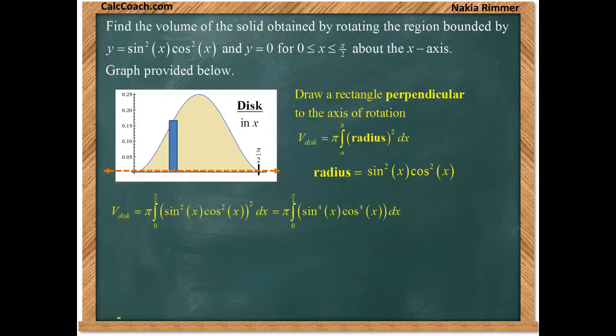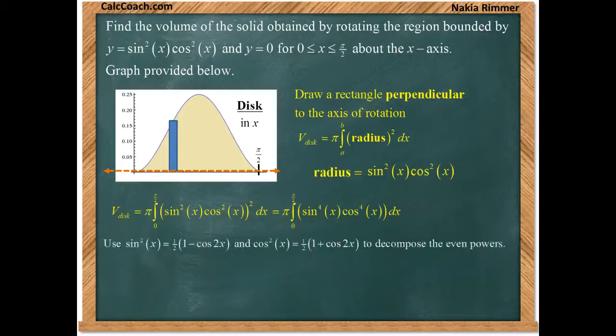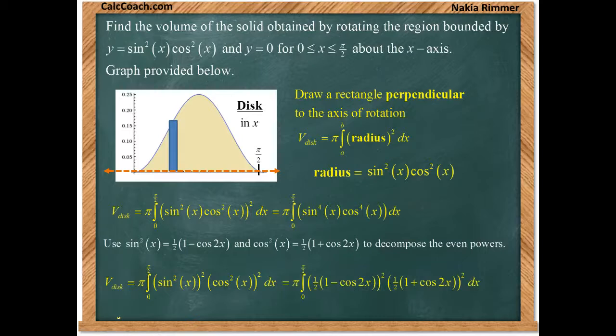And whenever you have no odd powers present with sine and cosine, then you just use the half angle identities to decompose the even powers down to a point where you can integrate. So sine squared x is 1/2 the quantity of 1 minus the cosine of twice x. Cosine squared x is 1/2 the quantity of 1 plus the cosine of twice x. What we're going to do though is call these sine squared squared, cosine squared squared, and replace these, but we still have to square to take it to the fourth power.